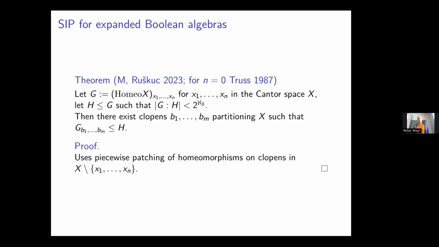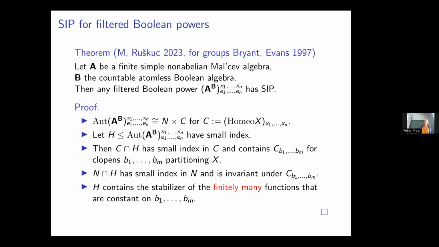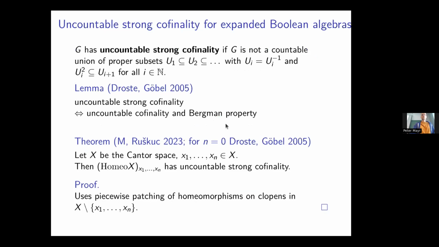And it's a bit annoying that it took some heroic effort of Nick, who fought it out with patching up these homeomorphisms to get this result for the stabilizer of finitely many points in the homeomorphism group. Once you have that, and you have this semi-direct decomposition of the automorphism group of a filtered Boolean power, you can bootstrap from there to show that if the complement has the small index property, you get the small index property for the whole automorphism group. I'm not going to go into details for that.